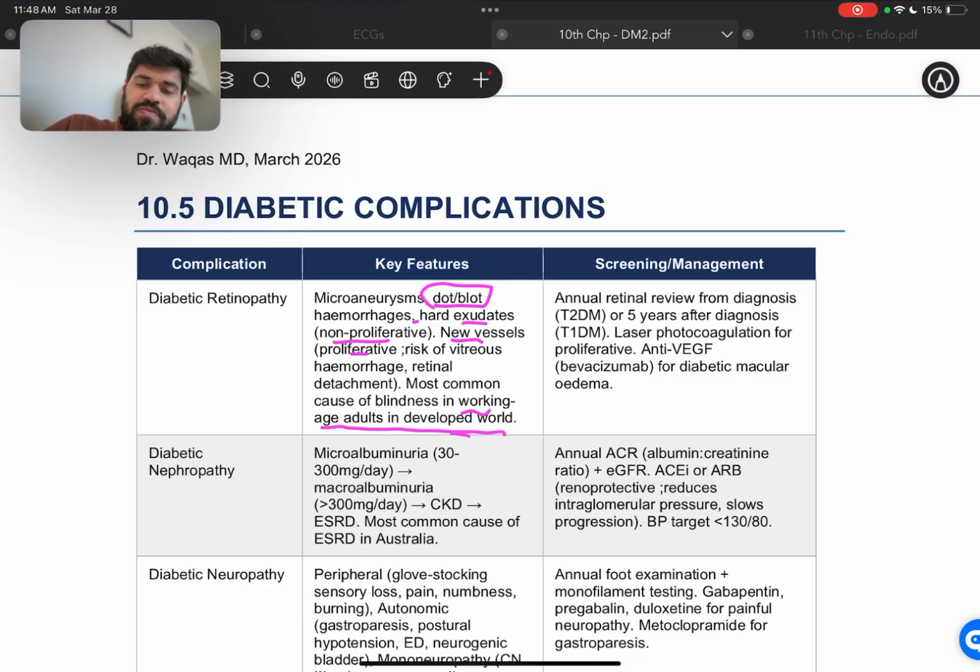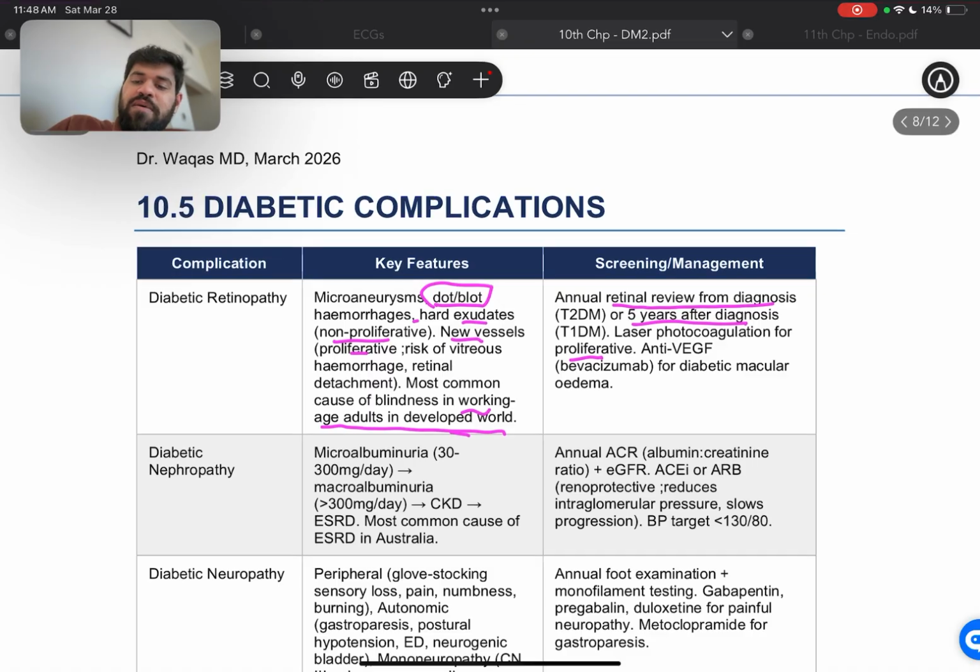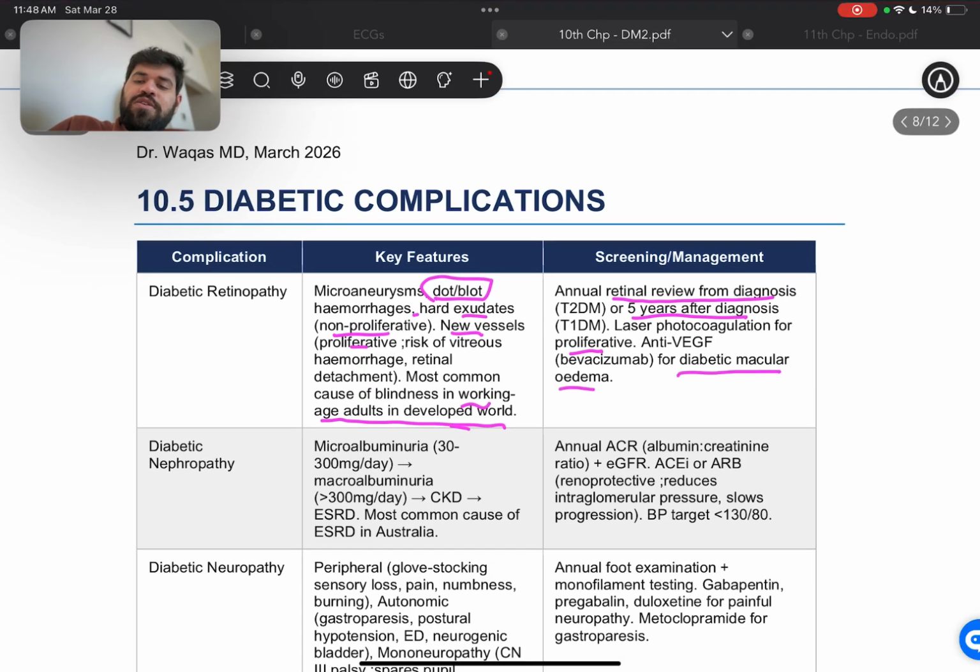All right, so the most common cause is going to be diabetes in working age adults in the developed world, and the screening would be for the patients to have an annual retinal review from diagnosis of type 2 diabetes or 5 years after diagnosis of type 1 diabetes, and laser photocoagulation for proliferative, and anti-VEGF bevacizumab for diabetic macular edema. Right, so this is the management for these patients.